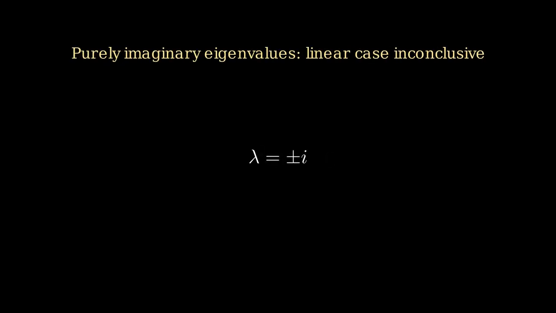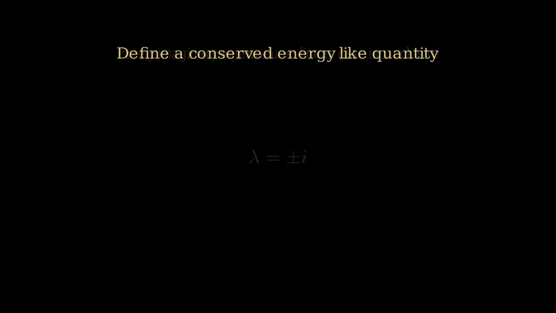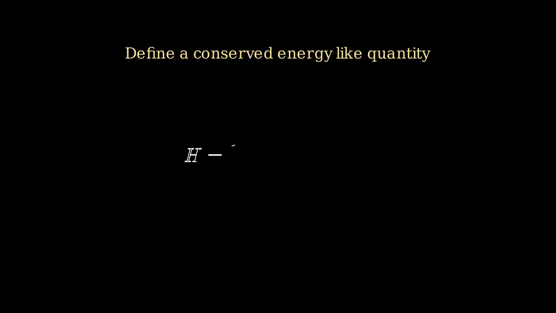These are purely imaginary, which means the linear approximation alone cannot tell us whether the origin is a center or a spiral. To resolve this, we build a conserved energy-like quantity. Let capital H equal 1/2 x2 squared plus 1/2 x1 squared minus 1/4 x1 to the fourth. We check this is conserved by differentiating capital H with respect to time.